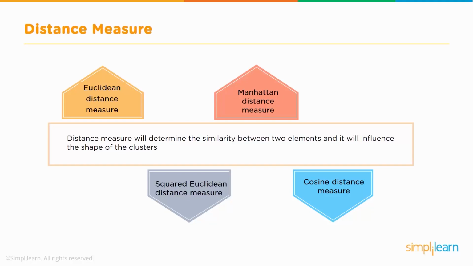And so what are the various types of distance measures? There is Euclidean distance, there is Manhattan distance, then we have squared Euclidean distance and cosine distance measure. These are some of the distance measures supported by k-means clustering. Let's take a look at each of these.